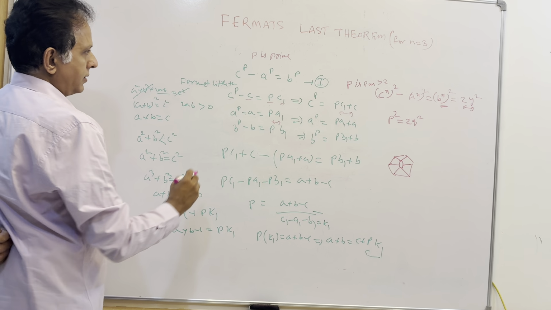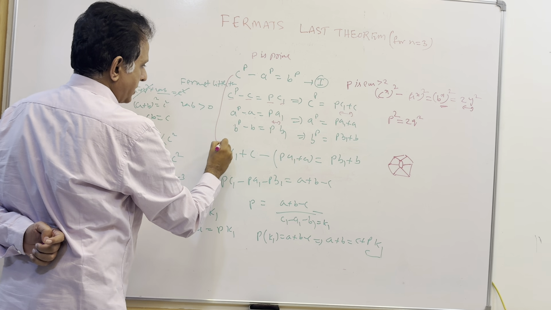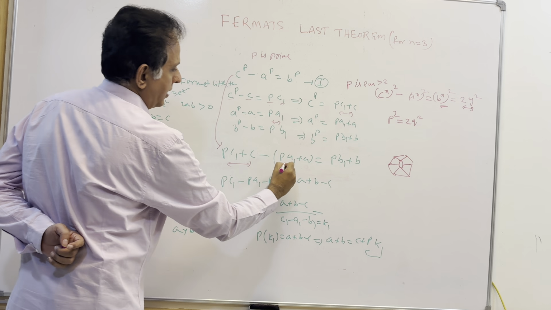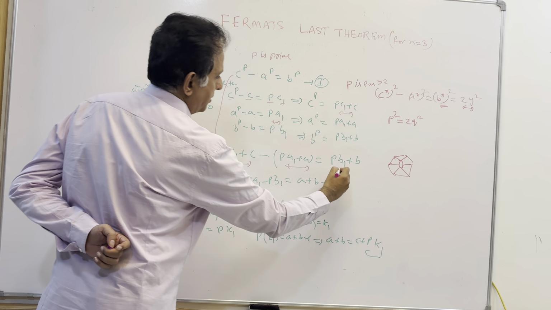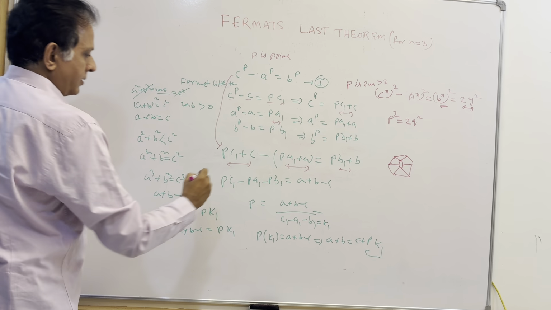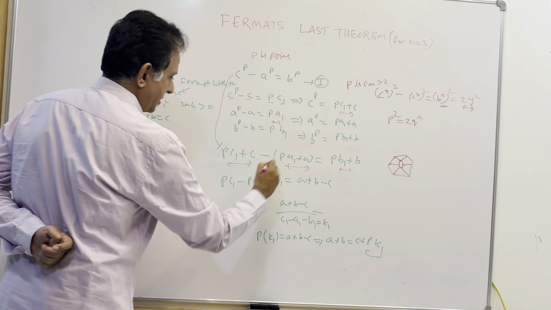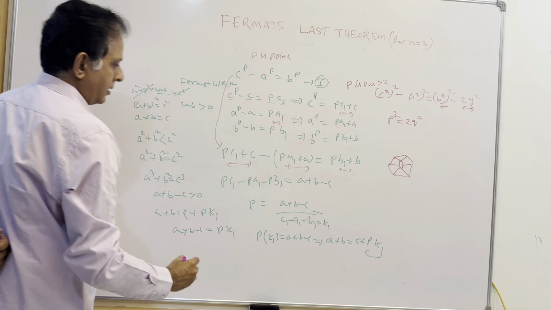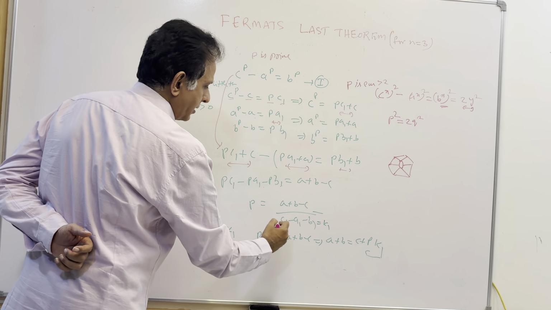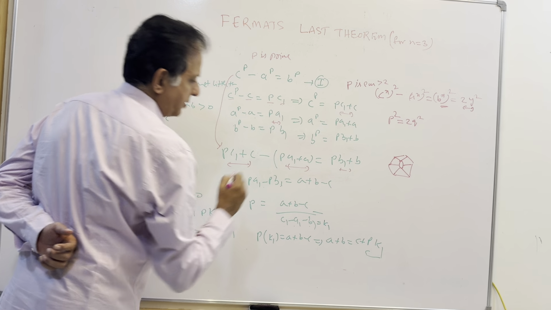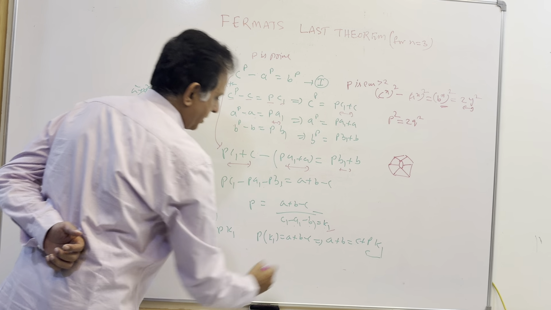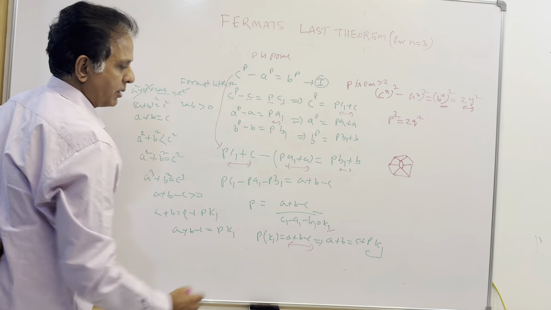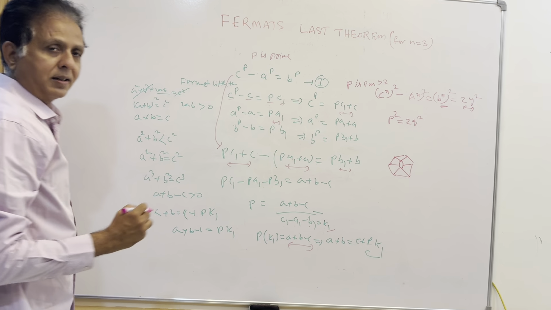Alright, so if you substitute this in this, we have pc1 plus c minus pa1 plus a equal to pb1 plus b. So take the p terms to this side: pc1 minus pa1 minus pb1 equal to a plus b minus c. So p times (c1 minus a1 minus b1) equals a plus b minus c. That is actually, if you say k1, p into k1 is equal to a plus b minus c. So a plus b is equal to c plus pk1.